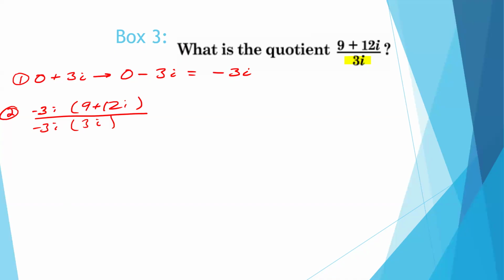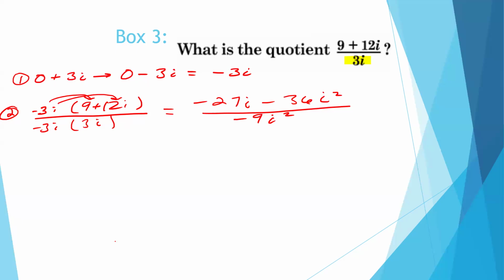So we're going to go through and multiply. Are we good if I go through? All right. In this case, this is just simple distribution, right? -3i times 9, -3i times 12, -3 times 3i. Okay, so that's going to give us -27i minus 36i squared all over -9i squared. That's step 2. How do we feel about multiplying? You're the best. You can do anything.